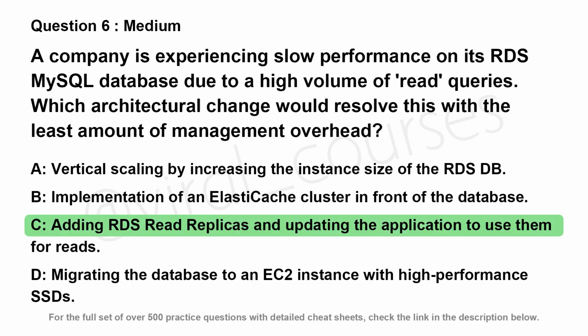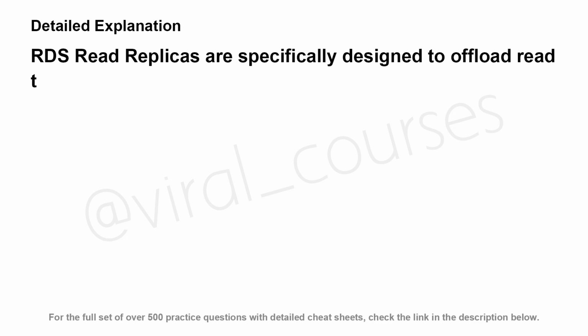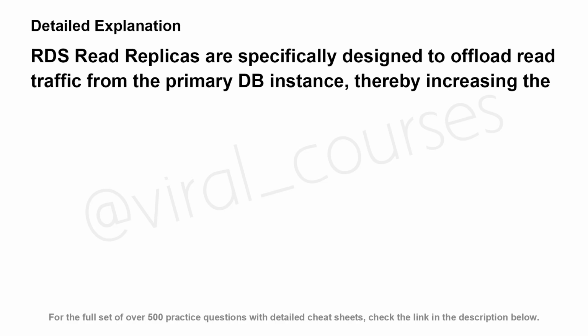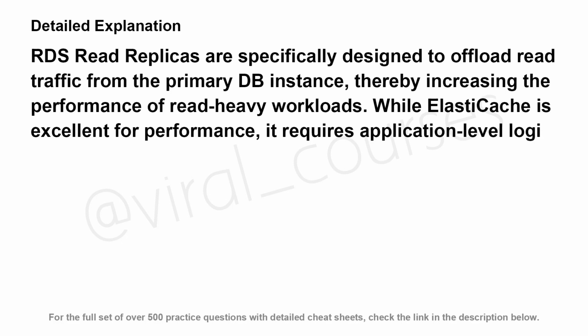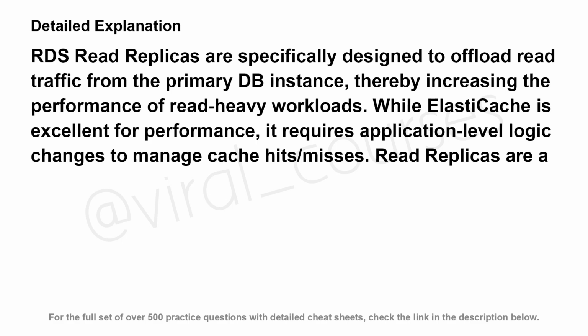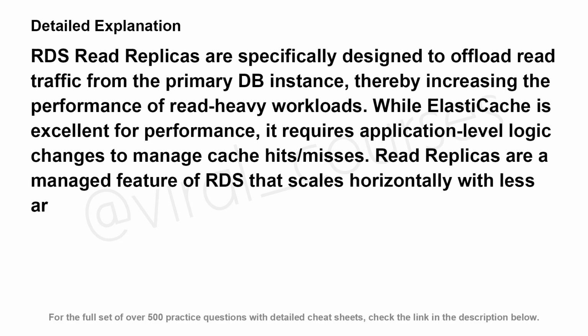The correct answer is C. RDS read replicas are specifically designed to offload read traffic from the primary DB instance, thereby increasing the performance of read-heavy workloads. While ElastiCache is excellent for performance, it requires application-level logic changes to manage cache hits and misses. Read replicas are a managed feature of RDS that scales horizontally with less architectural complexity.